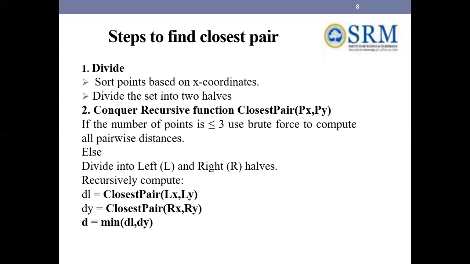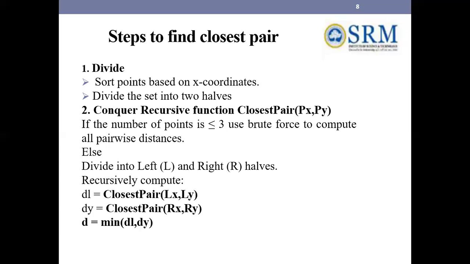If the number of points is less than or equal to 3, the brute force approach can be used. When we apply the divide and conquer approach, the minimum number of points should be 4 because we are dividing into two subproblems. At least we need 4. So that can be 2 in one part and 2 in another part, so we can find the closest pair.